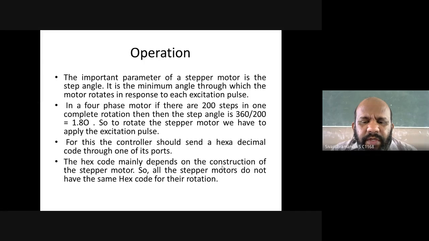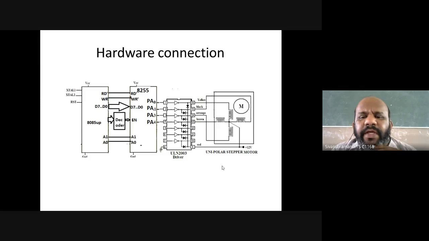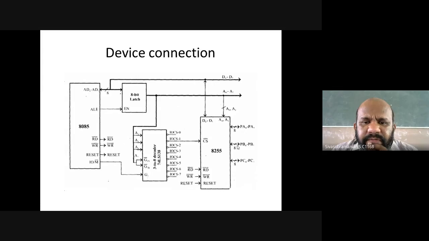Right, so I'll be converting this into a hexadecimal code, and again, as we did for traffic light control, we are going to feed it through a port which is assigned here. Right, here you will see your microprocessor connected to your 8255, and in between your 8255 and your unipolar stepper motor or 4-phase stepper motor, you have your driver circuit, the ULN2003 driver circuit, right? So this is what your hardware connection is all about. And yeah, this is our device connection.